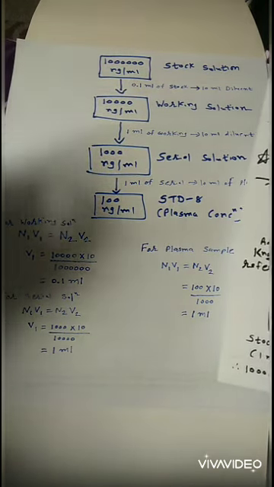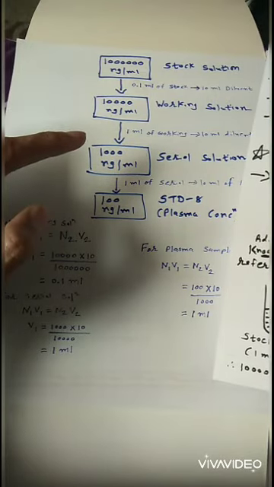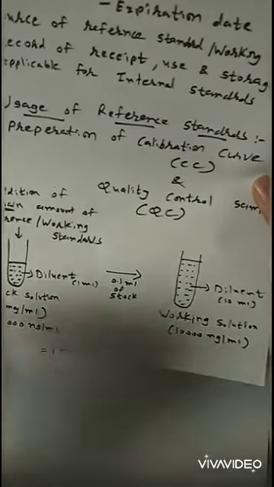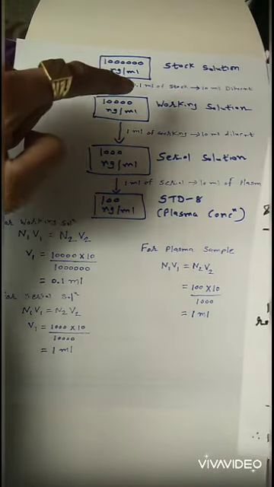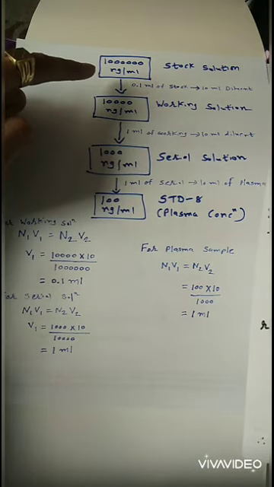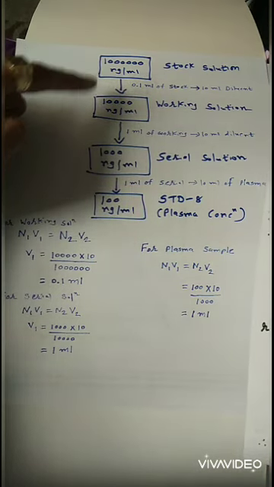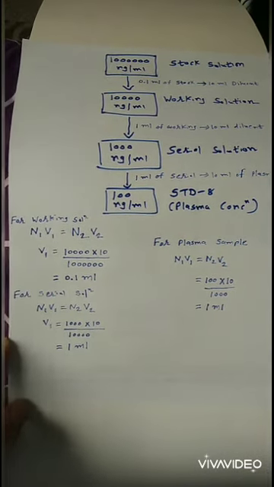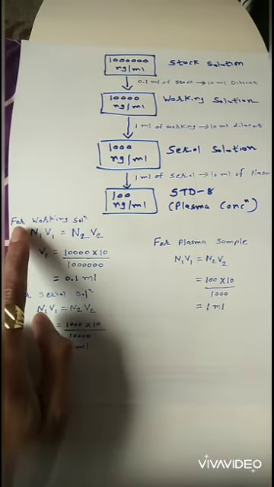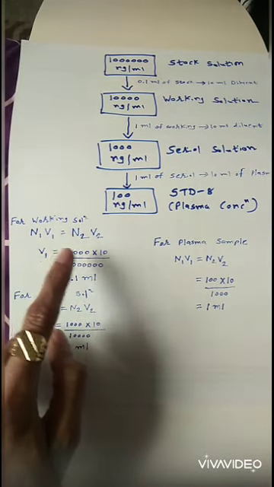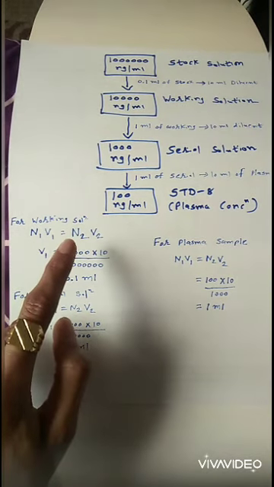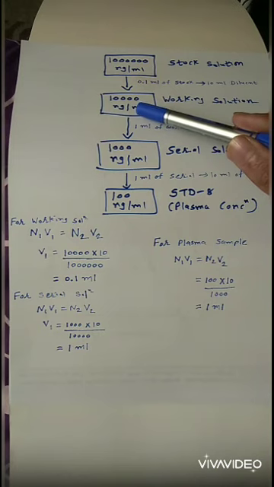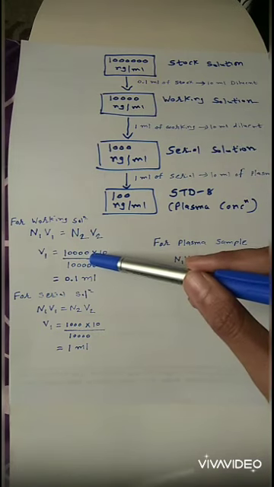Now from this I want to make a working solution of 10,000 nanogram per ml. So how will I decide how much volume of the stock solution I need to get 10,000 nanogram per ml? We can understand this by this formula. For the working solution, N1V1 is equal to N2V2. Now N2 is the concentration we want to get, 10,000 nanogram per ml. So here N2 we will keep as 10,000 nanogram.